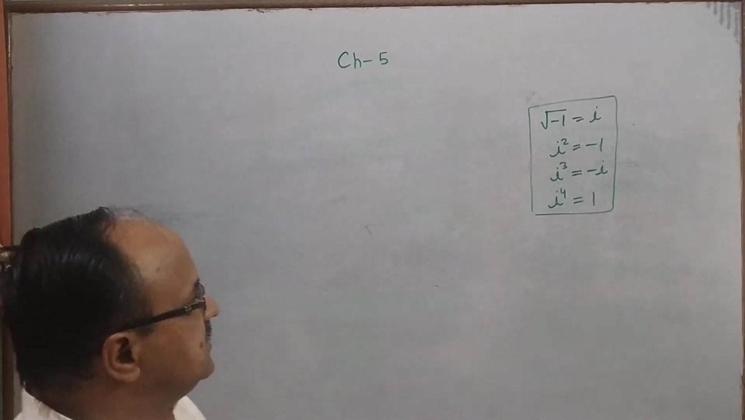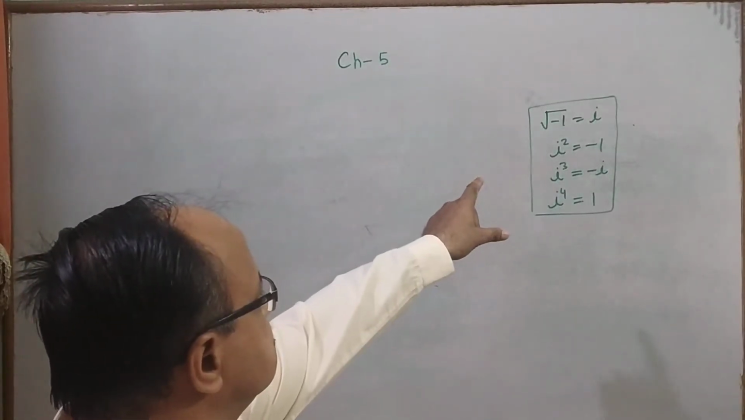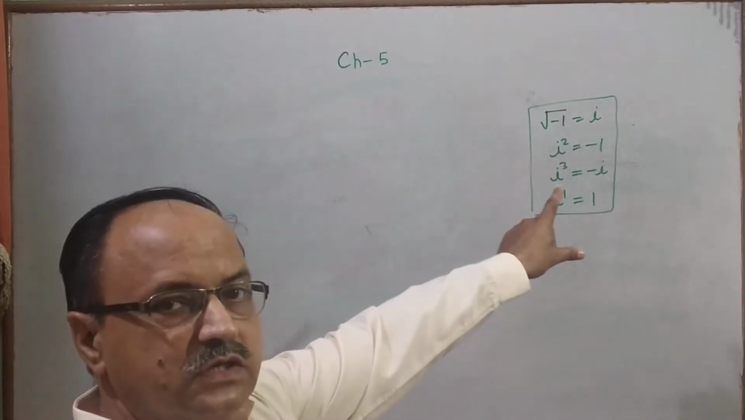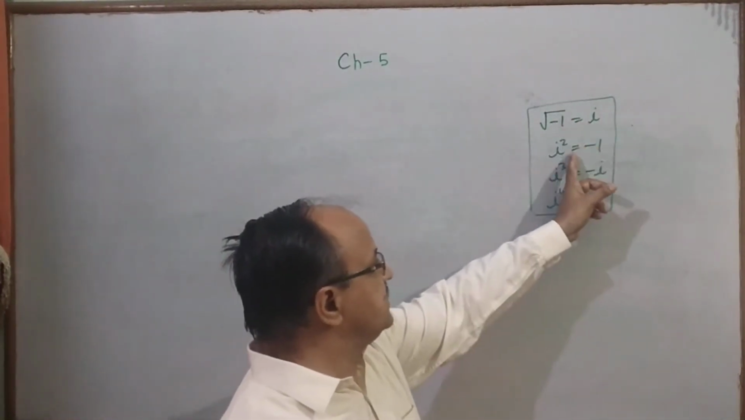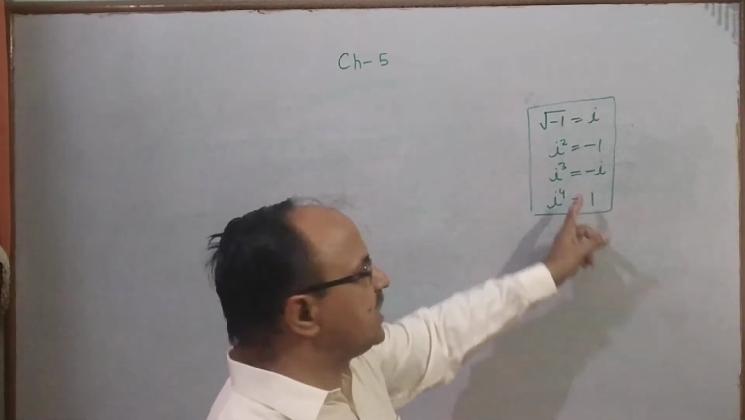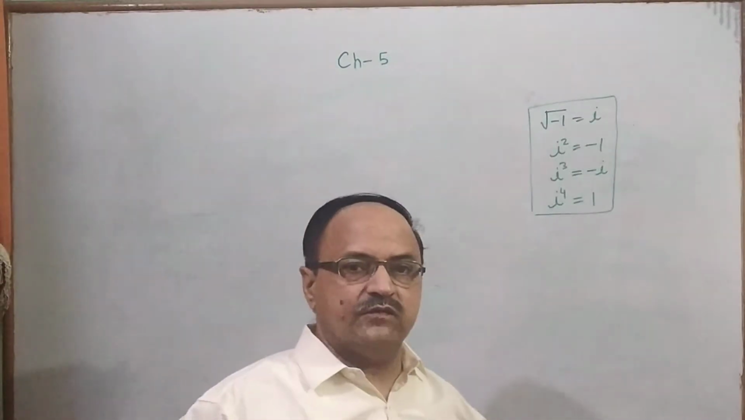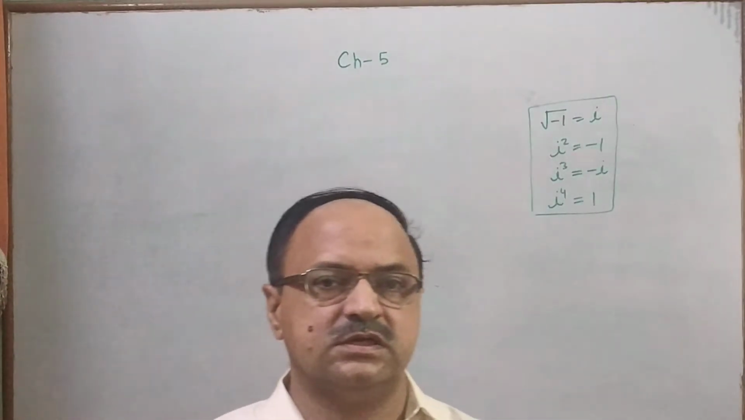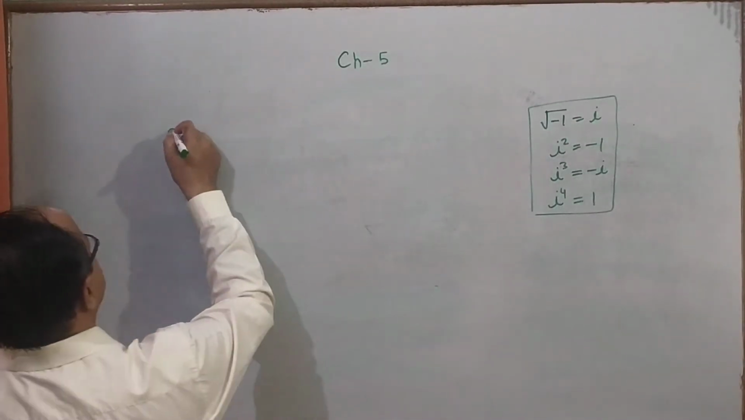These are some formulae of complex numbers. Square root of minus 1 is iota, iota square is minus 1. If you square both sides you will get this term, and multiplying both sides by iota you will get iota cube is equal to minus iota, and iota to the power 4 is 1. With the help of these formulas, you can solve the second question.